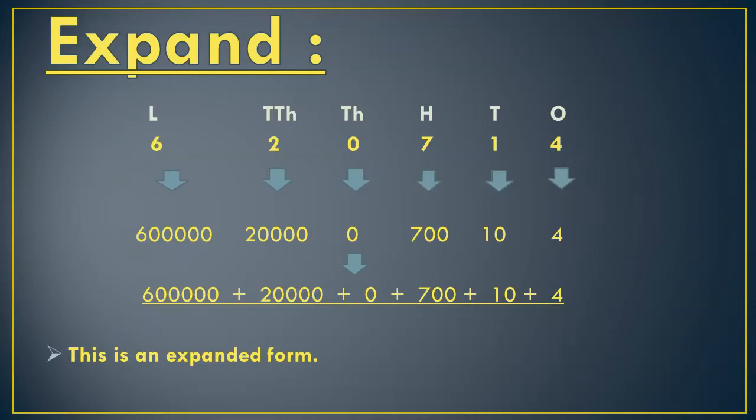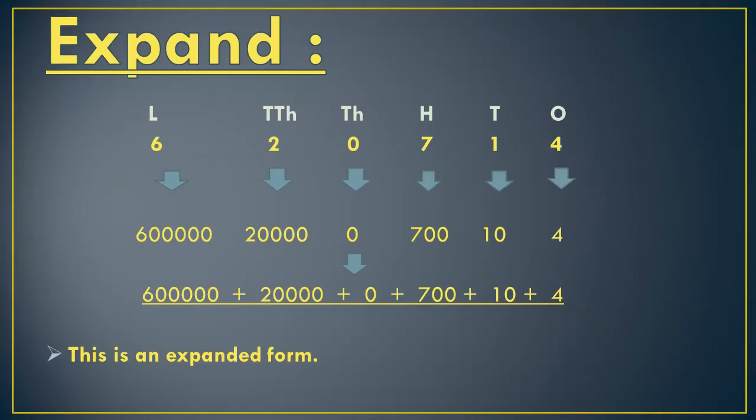Now, when we have 0, I can skip writing the 0. So I can simply write the expanded form as 6 lakh plus 20,000 plus 700 plus 10 plus 4. So without writing the 0, I can simply write the expanded form like this.